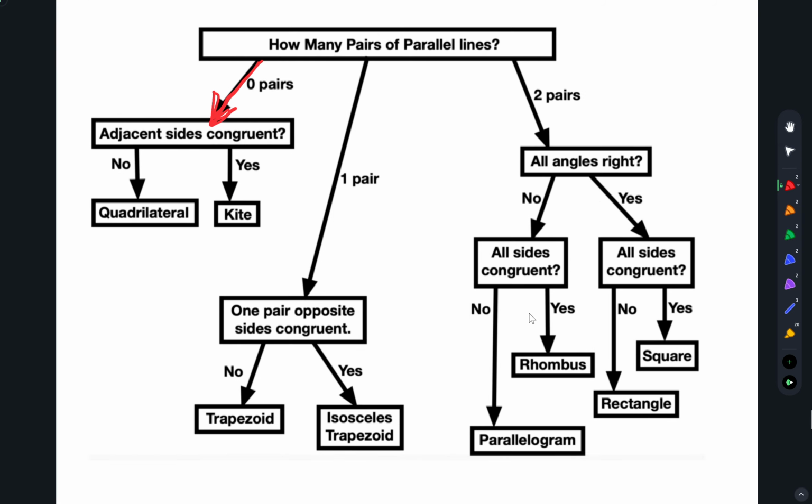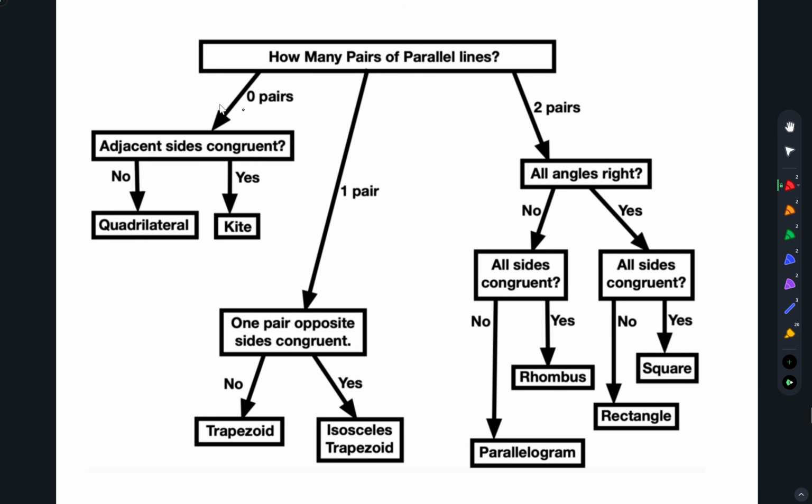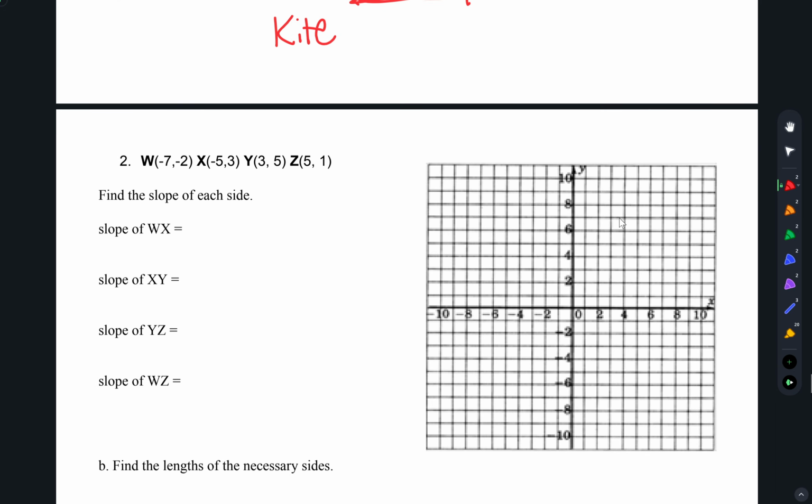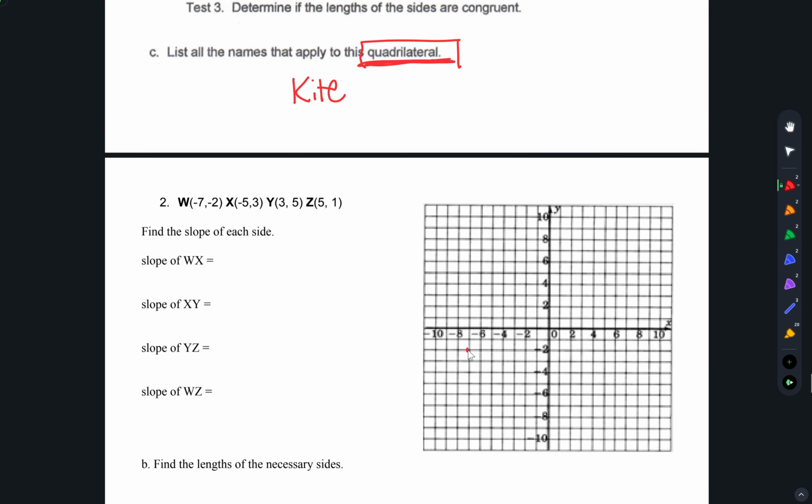So we're going to start over. So first of all, let's go graph that shape, WXYZ again. Oh my goodness. Negative 5, 3.